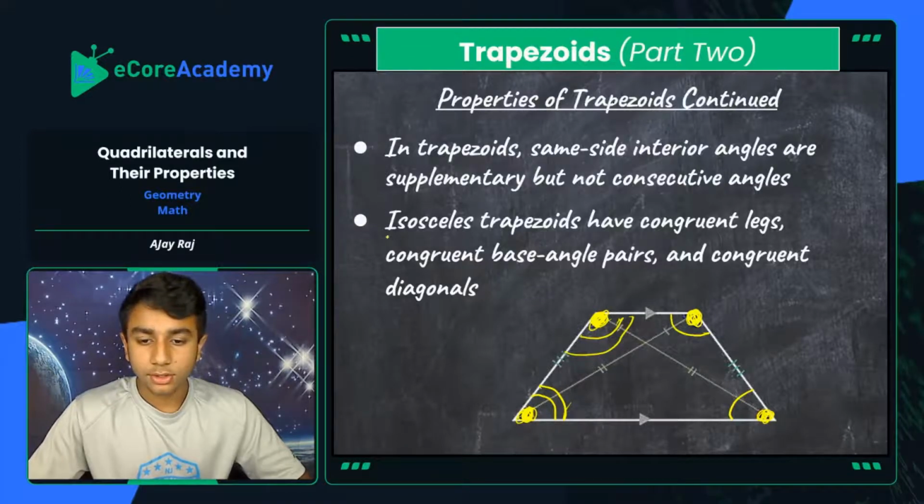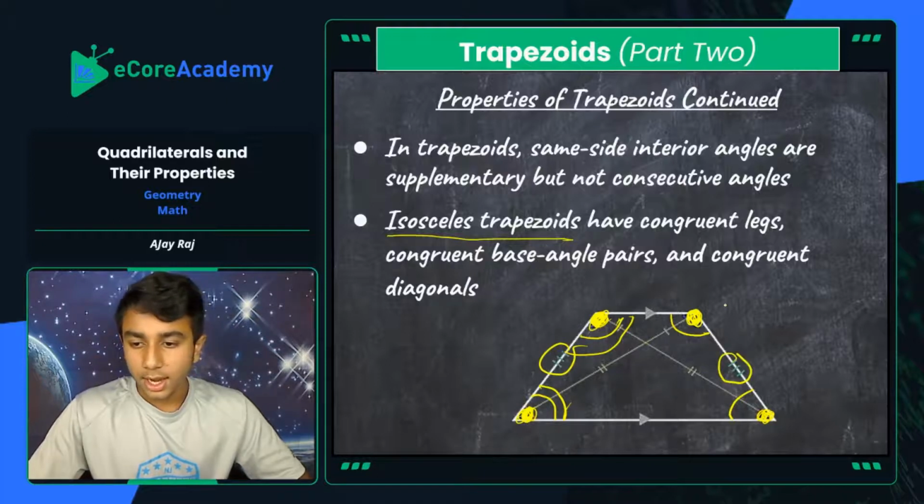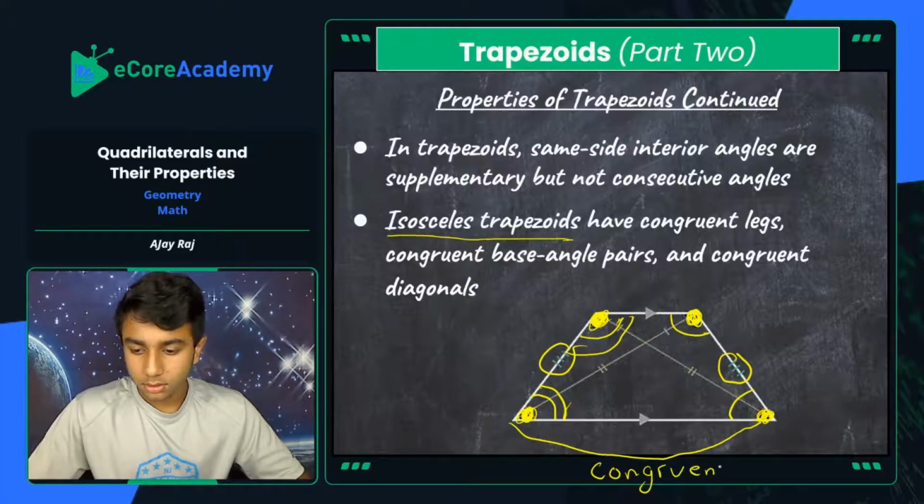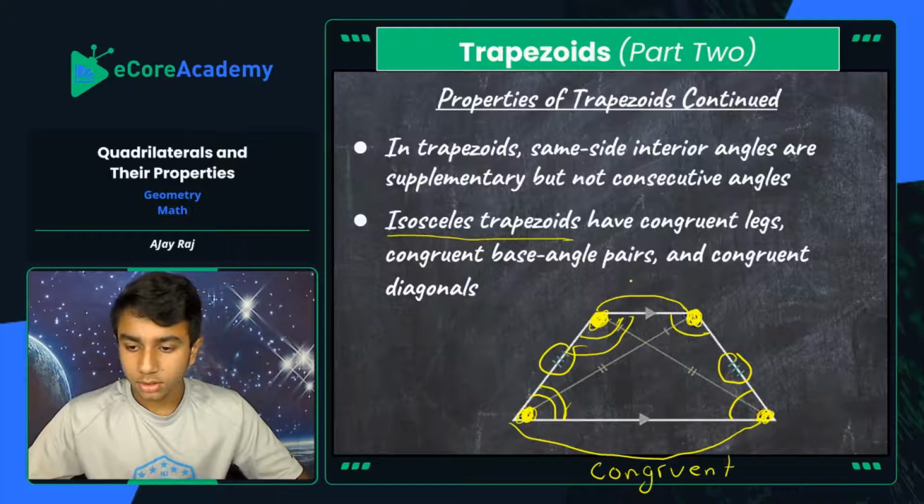And then, of course, I've given you a specific type of trapezoid. It's an isosceles trapezoid. An isosceles trapezoid has congruent legs. This is an isosceles trapezoid shown here. It has congruent legs, as shown here by the three marks, and it also has congruent base angle pairs. So these angles would be congruent, and these angles would be congruent, because this is an isosceles trapezoid.